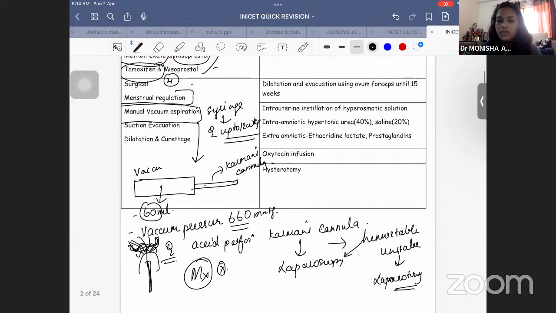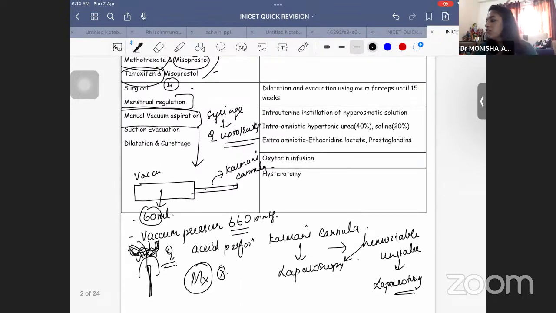Okay, so this should be your revision. This is how you revise. Only then will you be able to answer your exam. So please revise in this way. See, I don't have a lot of material here. I just have this table. With this table, you should be able to revise the whole of the drugs that are used in abortion.